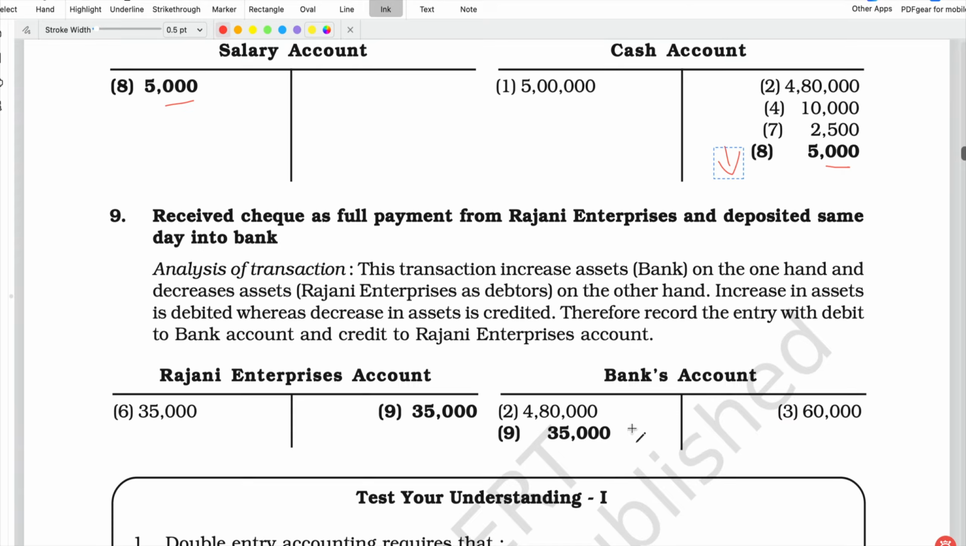Okay, now there is an increase in the current asset. Money is coming in, right? So that has to be debited. So what is debited? Bank account is debited, Ranjini account is credited. Now Ranjini account is closed. Okay, I hope this was clear.